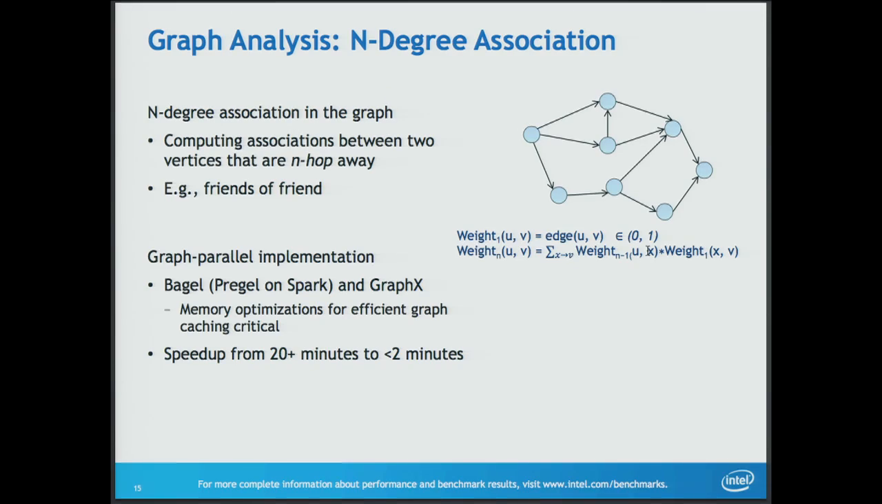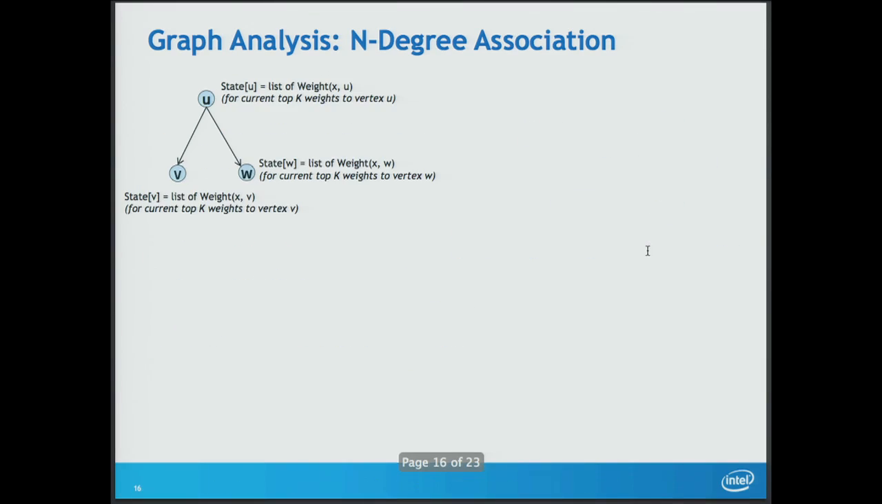And we actually implemented a graph parallel implementation on top of Spark using both Bagel, which is basically a Pregel implementation on Spark, as well as GraphX. And again, a lot of effort is spent on memory optimization to try to cache the graph efficiently. The result is that previously it ran on a 100 node Hadoop cluster for over 20 minutes, and we can scale it down to less than 2 minutes on a 4 node Spark cluster.